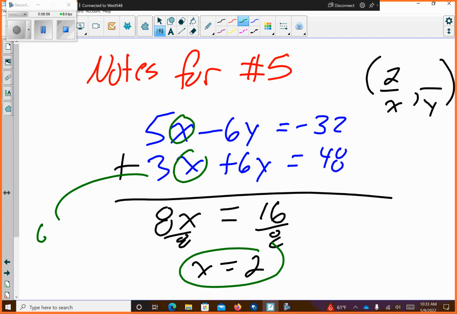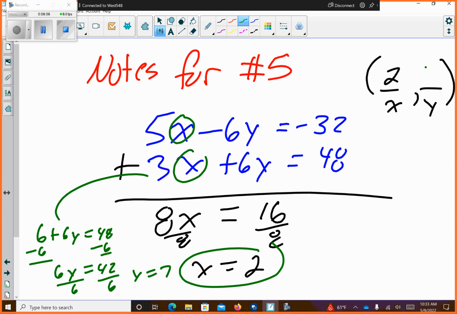So 3 times 2 is 6, plus 6y equals 48. Subtract 6. 6y equals 42. Divide by 6. Y is equal to 7. So 2 comma 7. And again, this one would work.